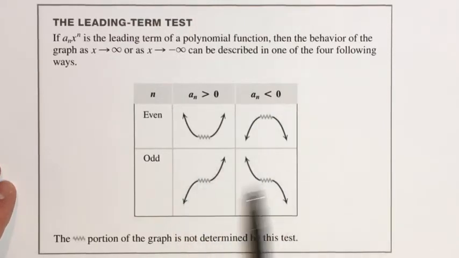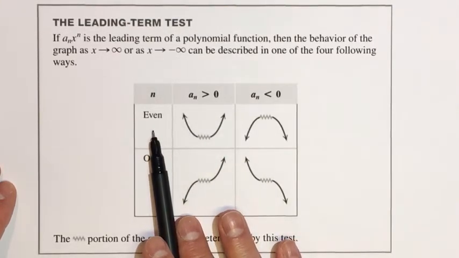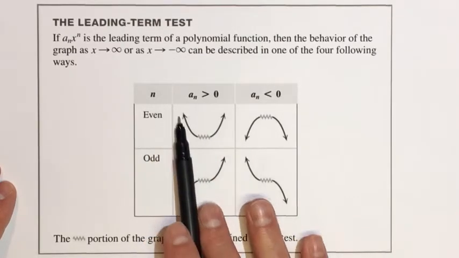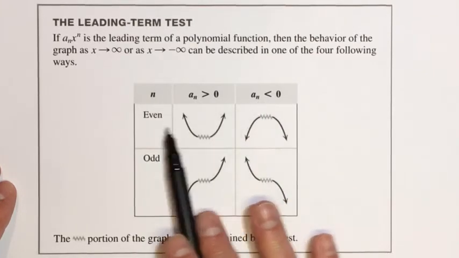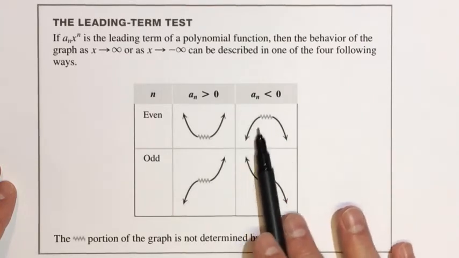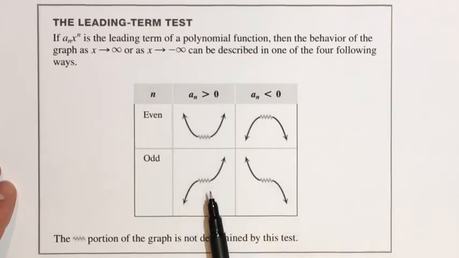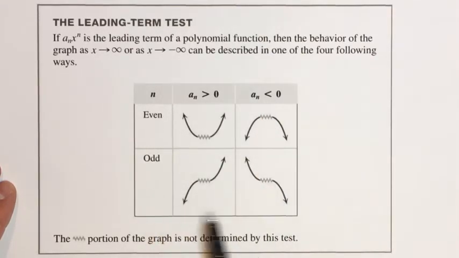So we have four possibilities for any polynomial function. Again, if the leading coefficient is positive and if the degree is even, then we have an up-up scenario, up on both ends. But if the leading coefficient is negative and the degree is even, then we have a down-down scenario. The graph goes down on both ends. If the degree is odd, though, and the leading coefficient is positive, then we are down on the left and up on the right. And if the leading coefficient is negative and the degree is odd, then we're up on the left and down on the right.